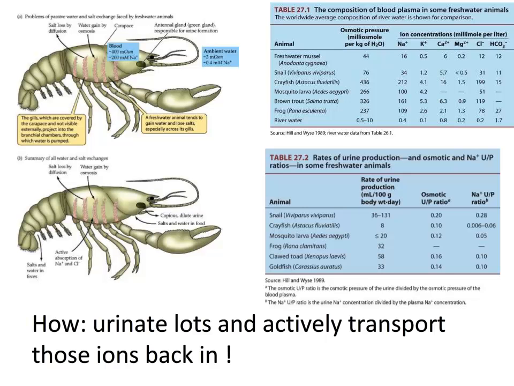The only other problem with that is, although you might be very efficient and have the pinnacle of excretory evolution, you're not going to absorb all of the ions, so some of that urine is going to contain ions that you don't want to lose, so you use a combination of urinating lots and also actively transporting essential ions back in from the external environment.